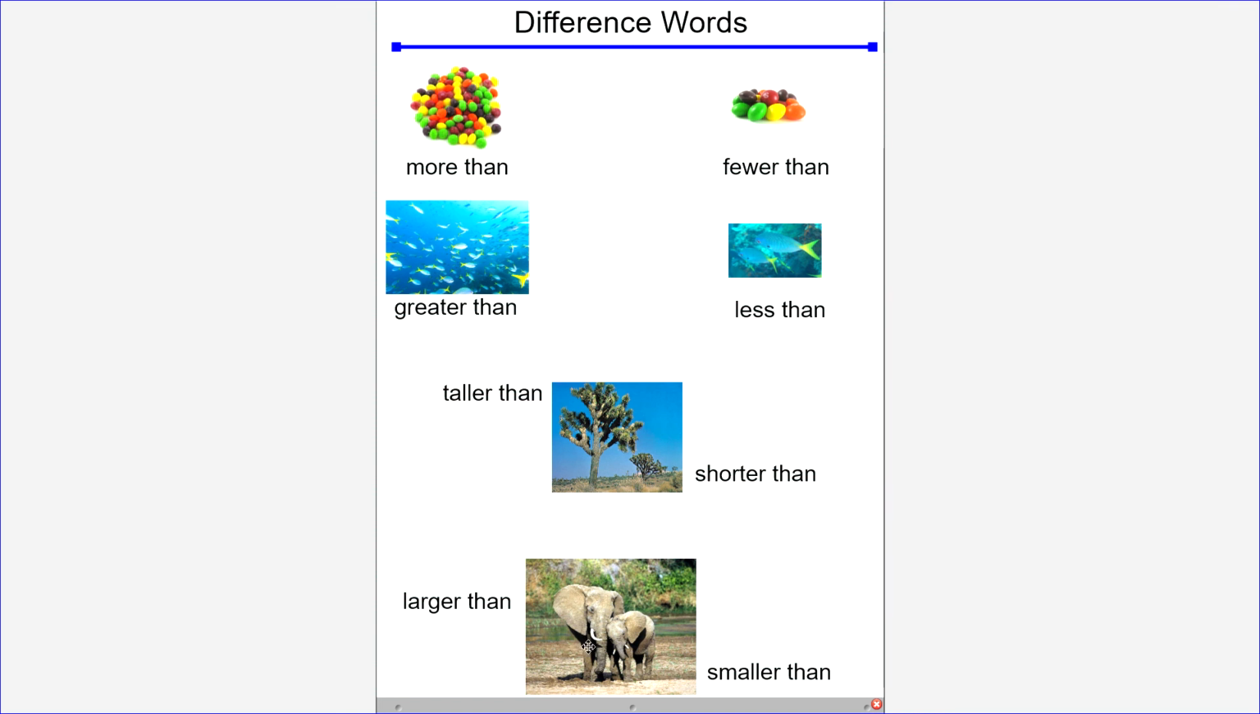These are all examples of difference words. There are other difference words that are not on this page as well. Difference words are words that show we're comparing two things. Difference words often include the word than, but not always. Difference words are the key to understanding any compare problem.